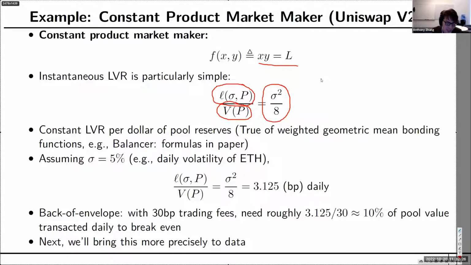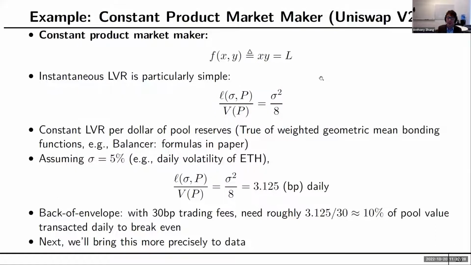And so it turns out that you can actually use this to quantify how much you're losing in any given AMM pool. So if you run this with a very simple calculation, you're getting something like 3 bps daily. So what we're going to do next is briefly talk about how we bring this more precisely to data and measure, is it a good deal to LP?